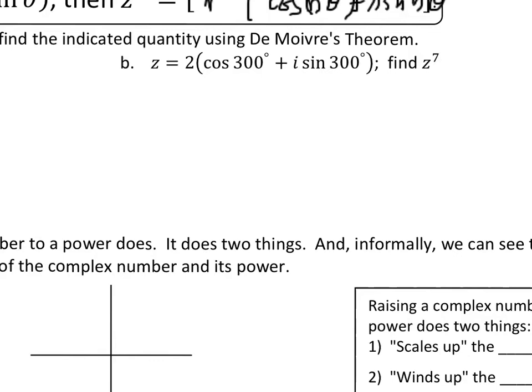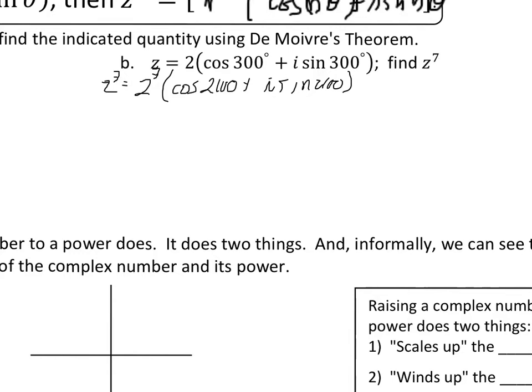Okay, so now for this one, we're already given trig form, so we want to find z to the 7th. So z to the 7th equals 2 to the 7th times the cosine of 300 times 7, which is 2100, plus I sine of 2100. You think, holy cow, 2100! That's what calculators are for, right? They'll actually do that for you.